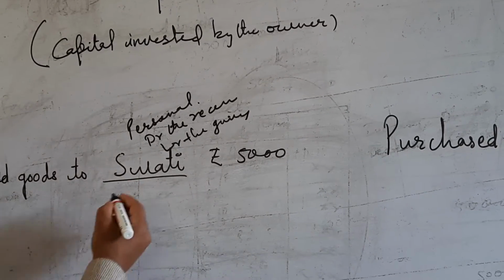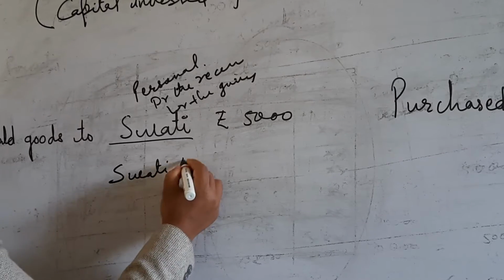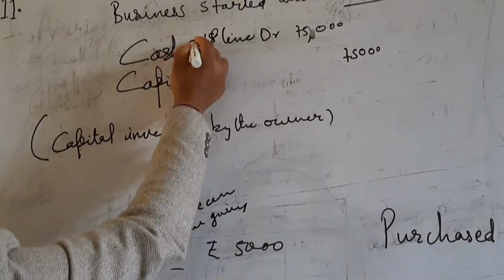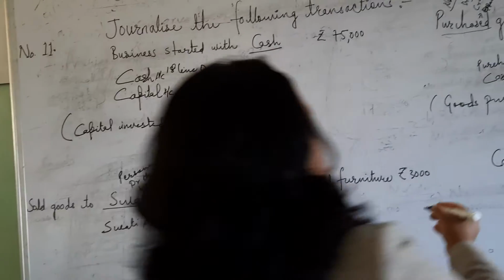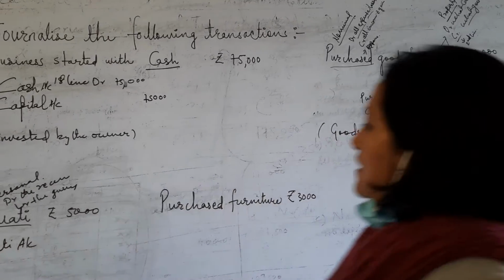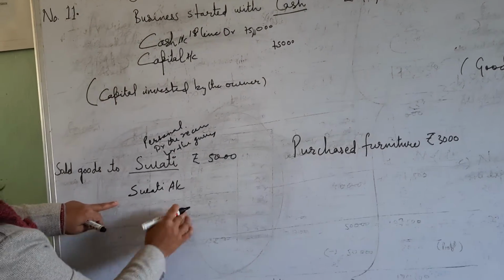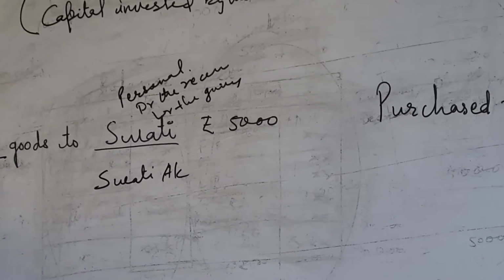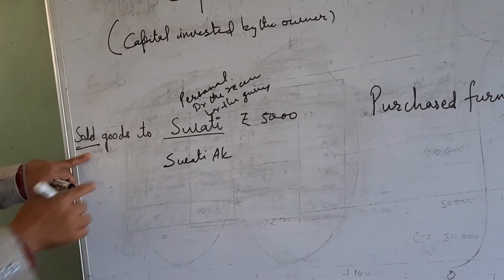So we will write this in the debit. Swati account debited. Here you can add the word account; for all the items we write account. So Swati account debited to, what will we write here? This is sale. Sale means what? Losses or income? Income.